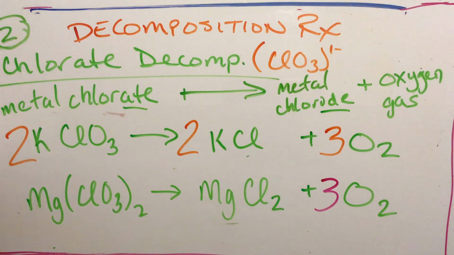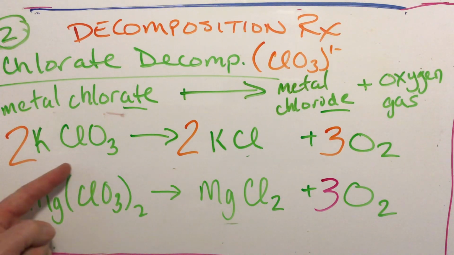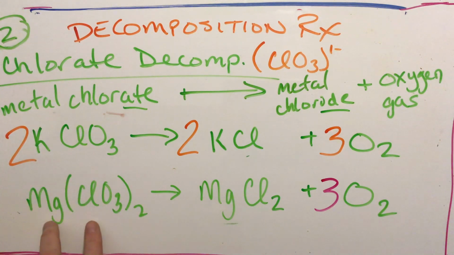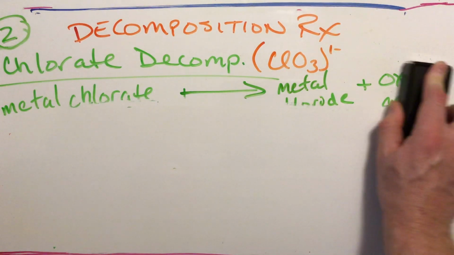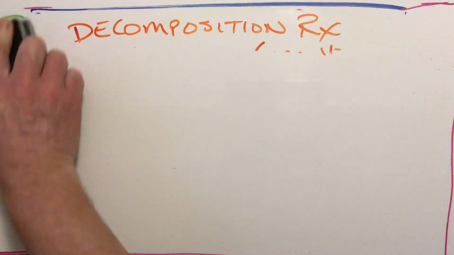So again, I can see with a chlorate decomposition, here's my metal chlorate, another metal chlorate. They'll break down, give us a metal chloride and oxygen gas. Pretty straightforward, pretty easy. Go into our third type of the 4. So these aren't too bad.